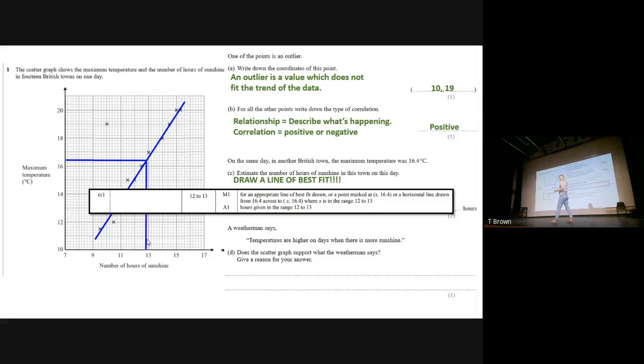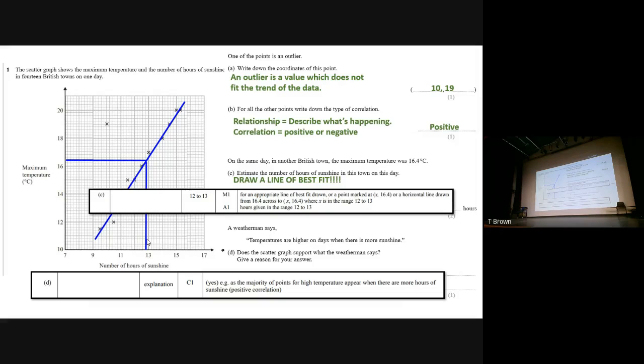Okay, then it says, a weatherman says, temperatures are higher on days when there is more sunshine. Does the scatter graph support what the weatherman says? Give a reason for your answer. So if you just write yes, sorry, you're not going to get a mark because we must give a reason for our answer. I'd say yeah, it does, doesn't it?